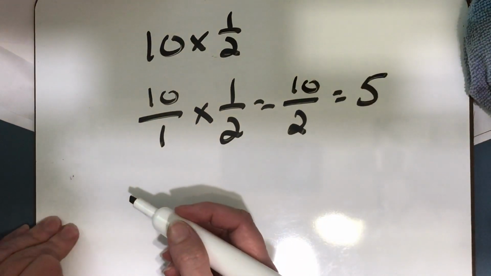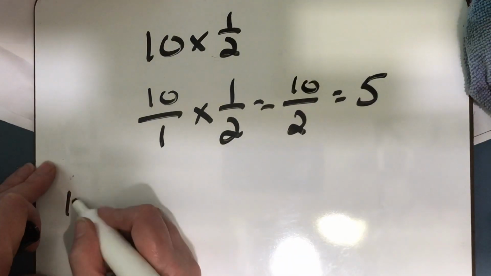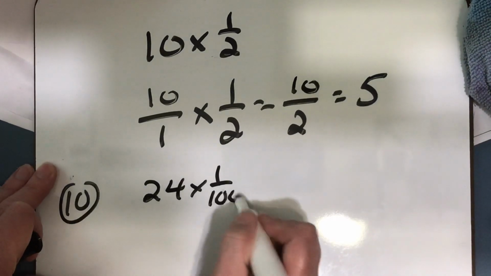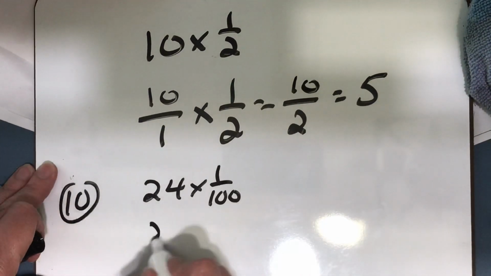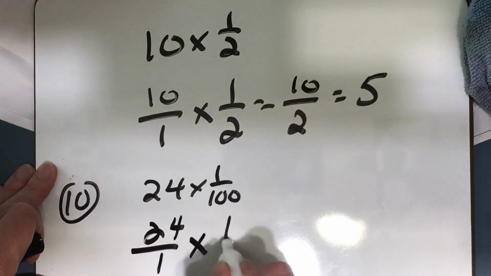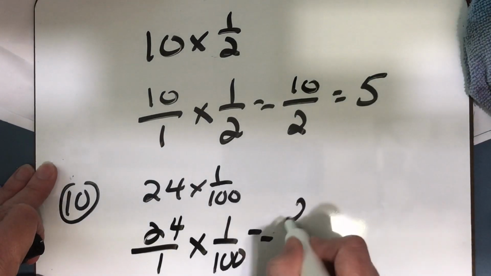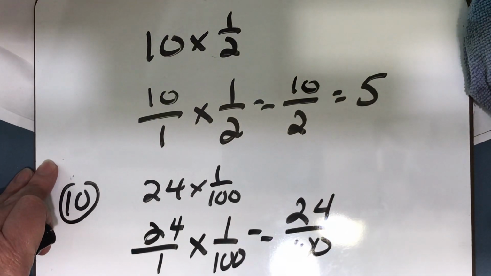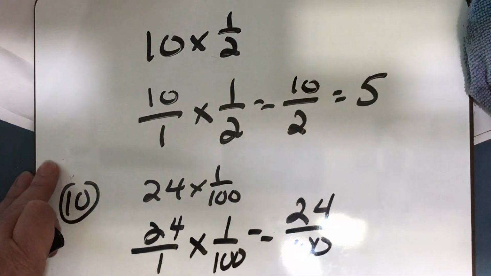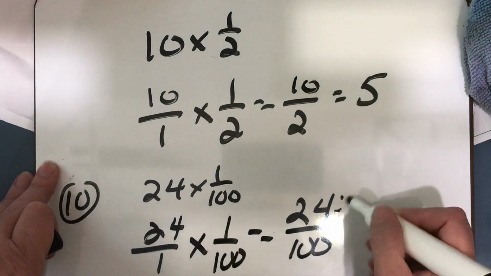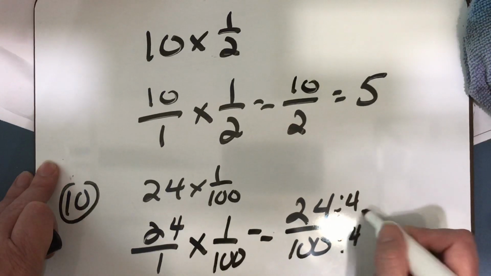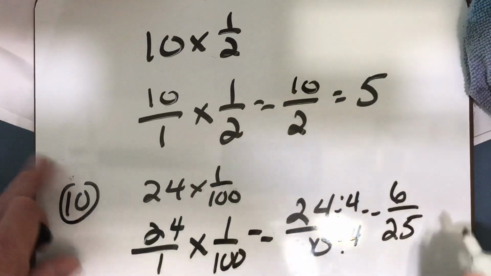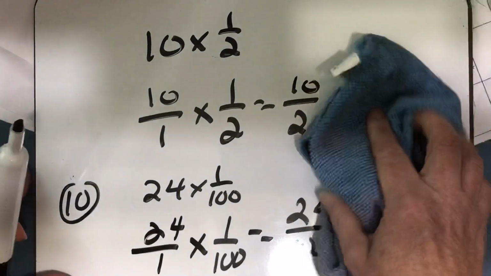Now I'm going to do number 10. 24 times 1/100th. So I'll rewrite that as 24 over 1 times 1 over 100, equals 24 100ths. Now I want to put that in simplest form. And I know that my greatest common factor of 24 and 100 is 4. So I'll divide each by 4. 24 divided by 4 is 6. 100 divided by 4 is 25. So 6/25ths would be simplest form.